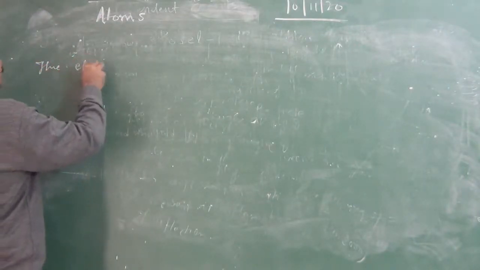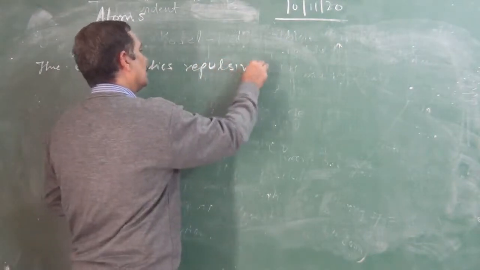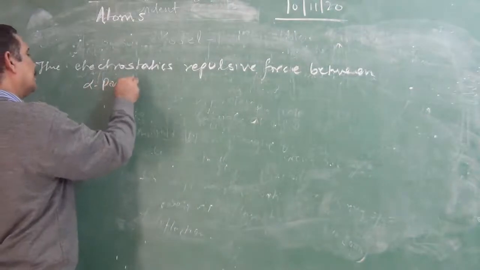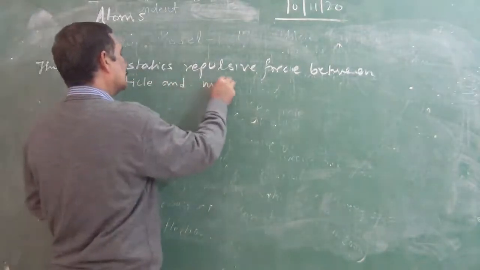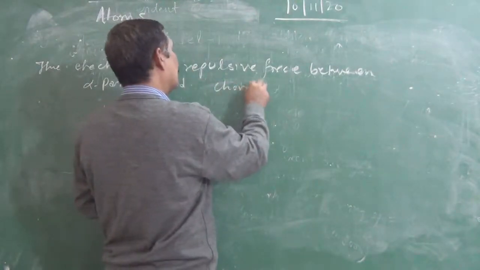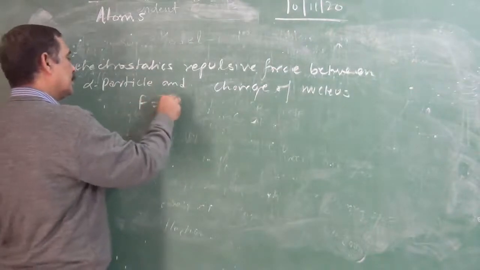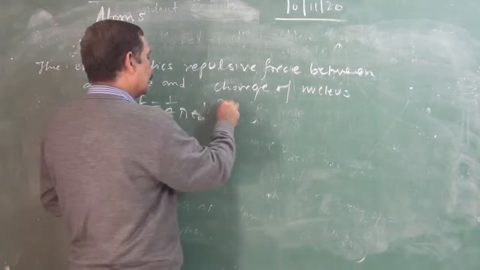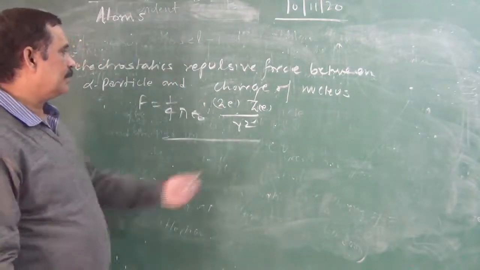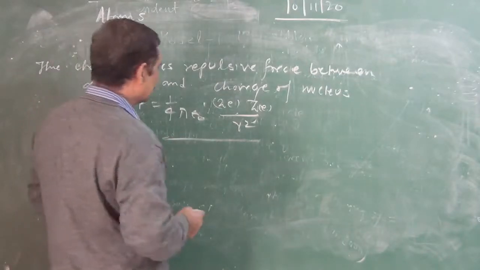The electrostatic repulsive force between the alpha particle and the nucleus: F equals 1 by 4 pi epsilon naught into 2E times ZE upon R square, where 2E is the charge of the alpha particle, ZE is the charge of the nucleus, and R is the distance between the alpha particle and the nucleus.